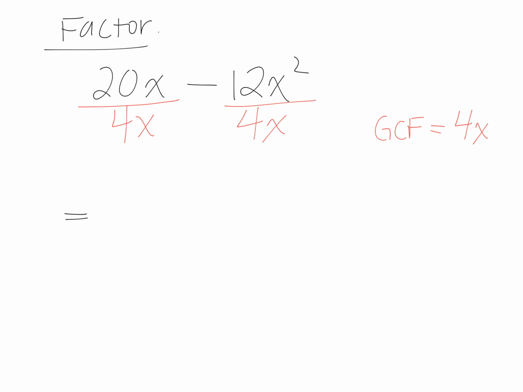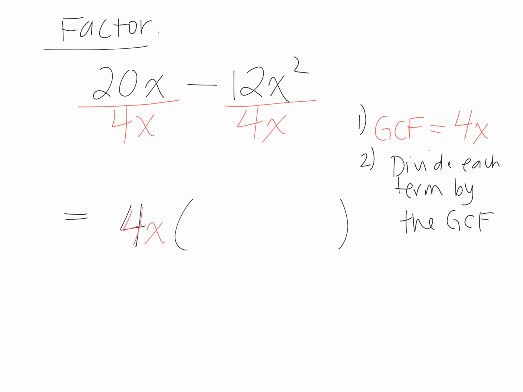Well, if it's going to be divided by x, to do the opposite, I'm going to take the greatest common factor, and I'm going to multiply it by something. How do you find the opposite of multiplication? We divide. So we're going to divide each term by the greatest common factor. So step 1, find the greatest common factor. Number 2, divide each term by the greatest common factor. And then step 3, write as a product.